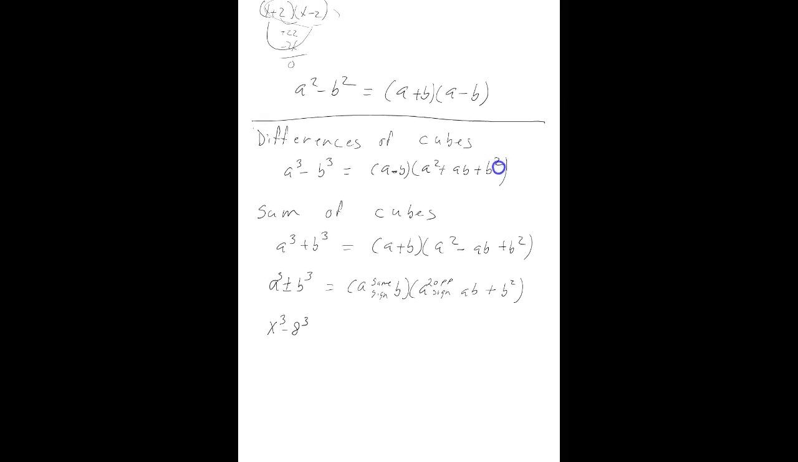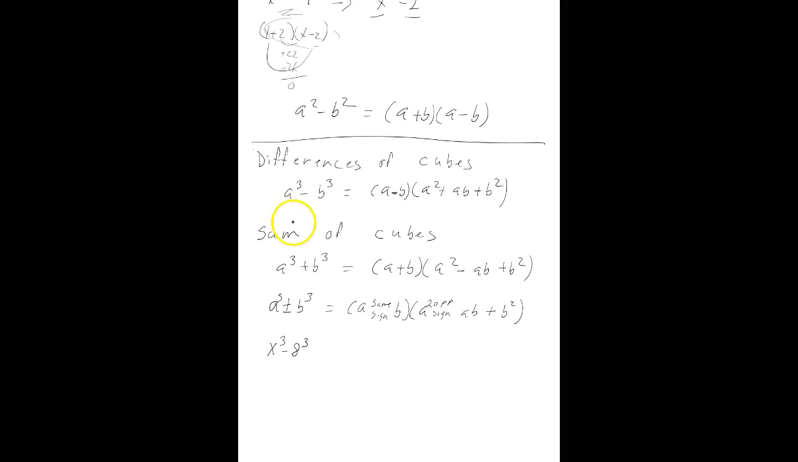If you look, these are differences of cubes. So let's go down and review some more. Let's review the difference of cubes. If you have a cubed minus b cubed, the factors are a minus b times a squared plus ab plus b squared. And just so we know, we don't have it in this particular problem, but you also have the sum of cubes, which would be a cubed plus b cubed, and that gives you a plus b times a squared minus ab plus b squared.